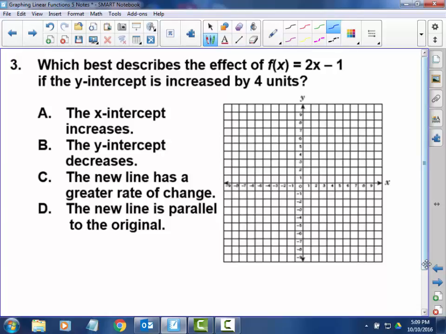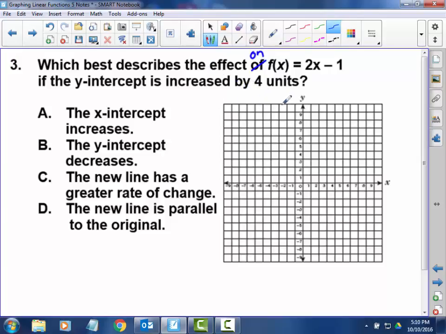Which best describes the effect of f of x equals 2x minus 1 if the y-intercept is increased by 4 units? Okay, so we have a graph here that we can use. You also have your calculators that you could put the information into. So if we look here, which best describes the effect, I think that's supposed to be "on." That would be a better word there. The effect on f of x if the y-intercept is increased by 4 units.